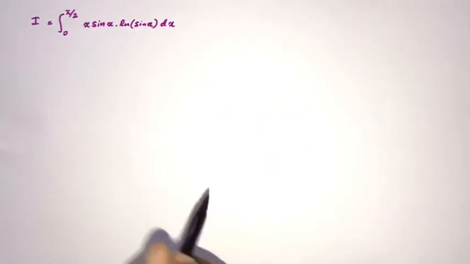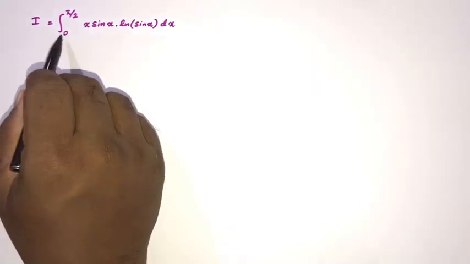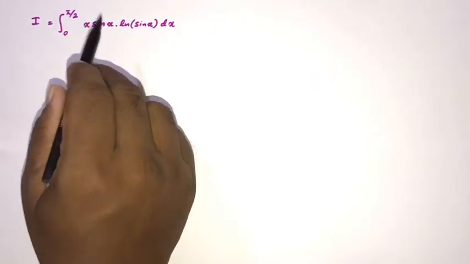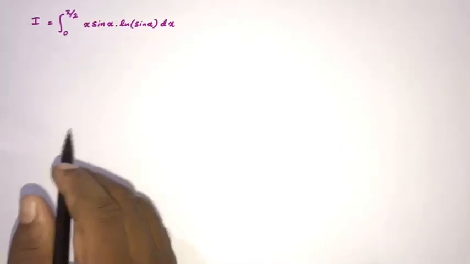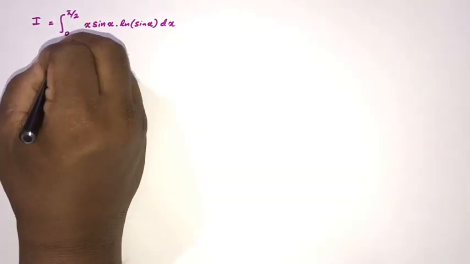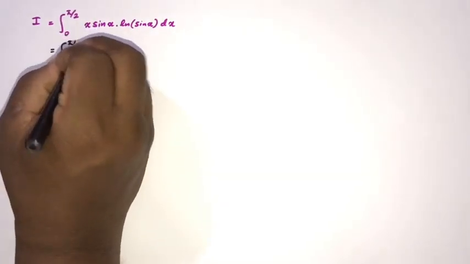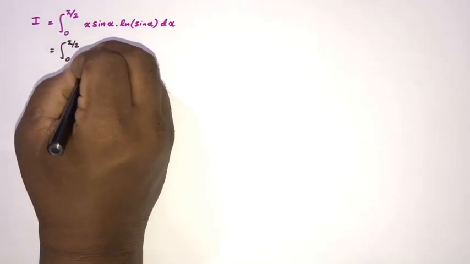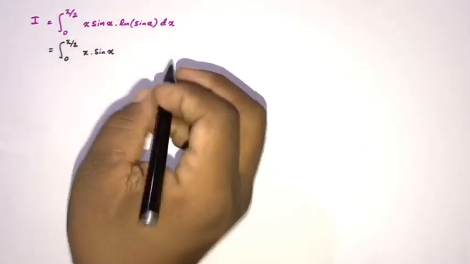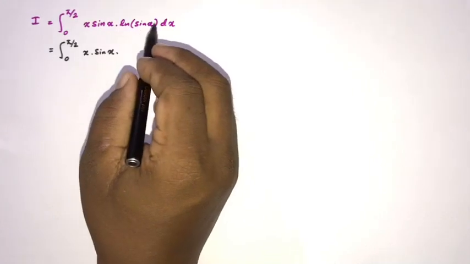In this video we are going to solve a nice integral: from 0 to pi over 2 of x times sine of x times natural log of sine of x dx. Okay, how to begin? Well, first I is equal to the integral from 0 to pi over 2 of x times sine of x, then natural log of sine of x.